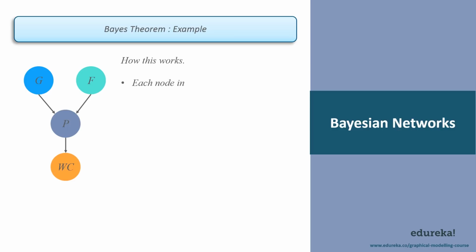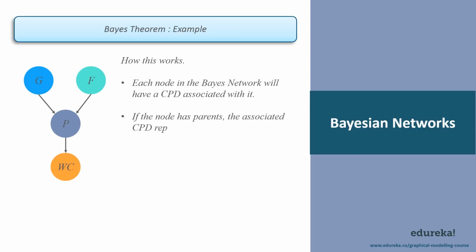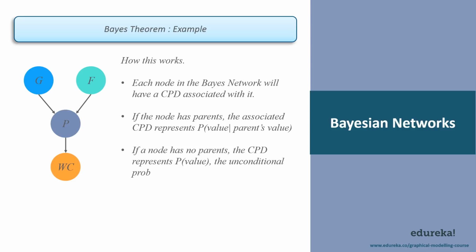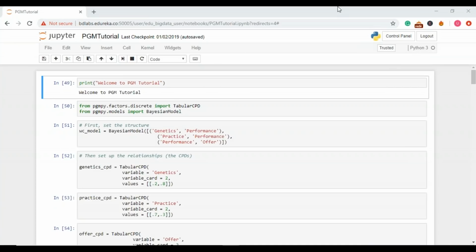So each node in the Bayes network will have a conditional probability distribution associated with it. If the node has parents, the associated CPD represents a value which is dependent on the parent value. And if a node has no parents, the CPD represents the unconditional probability of the value. So we're going to be using a package called PGMPy. Basically, we're going to define a network structure, add parameters, and then go at it.